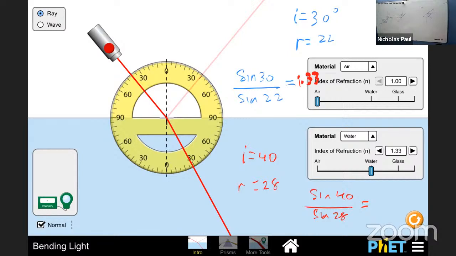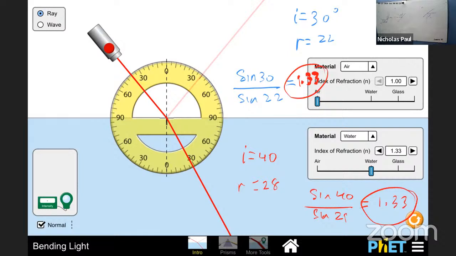Okay, let me change it to 27. 40 over sine 27. Okay, I changed it to 29. Think about what's the exact value? Okay, we'll go with 29. You got 1.33. See that? What do you recognize about the two values? They're the same.